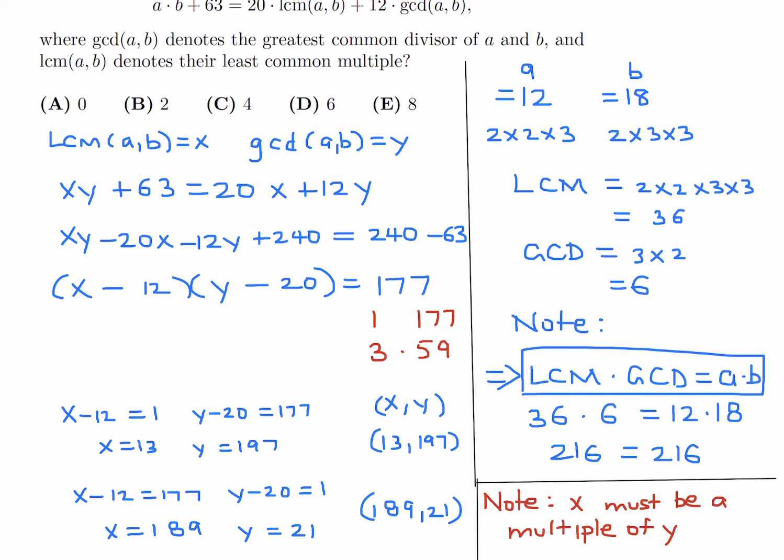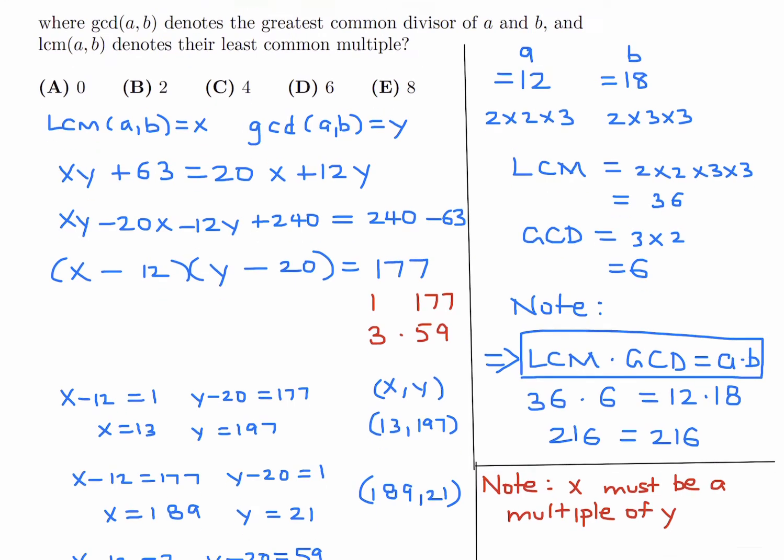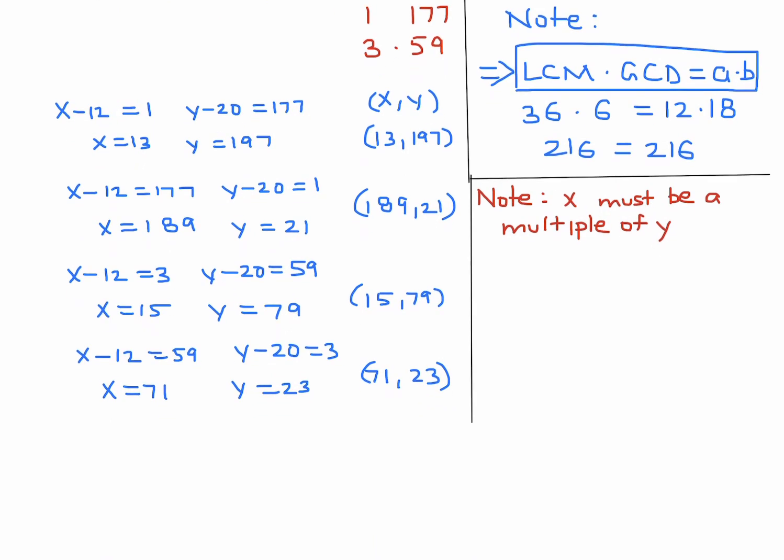Just like over here, x or LCD, or LCM I should say, was 36 and the GCD was 6. As you can clearly see, 36 is a multiple of 6. So in the same way, this LCM, which is x, must be a multiple of this GCD, which is y. So x must be a multiple of y. And of these findings here, the only one in which x is a multiple of y is this one right here. So 189 and 21 is the only xy that will work for us.